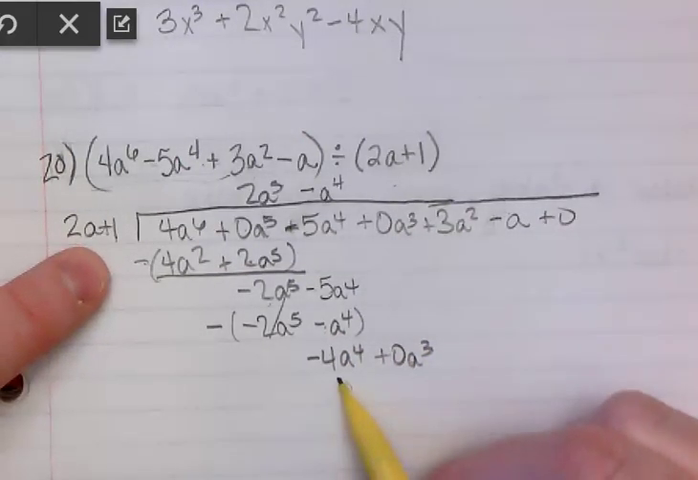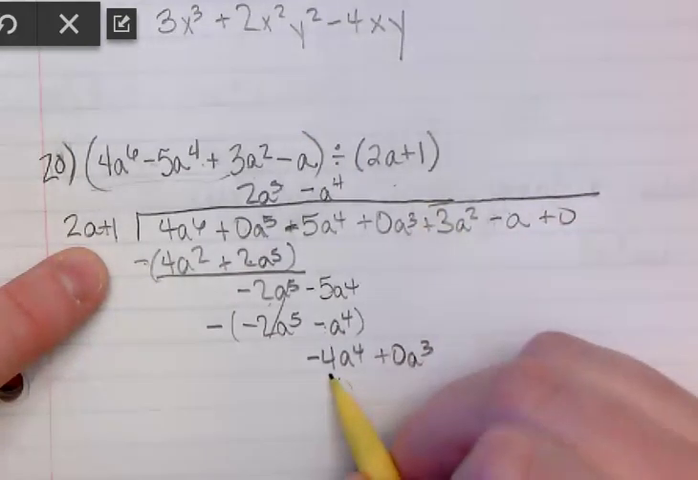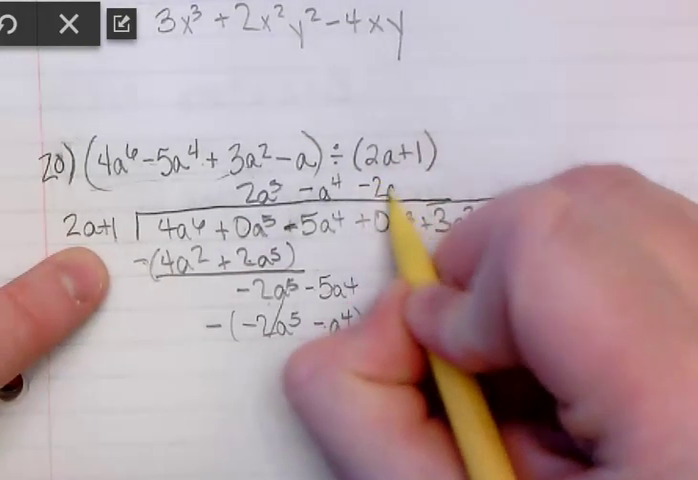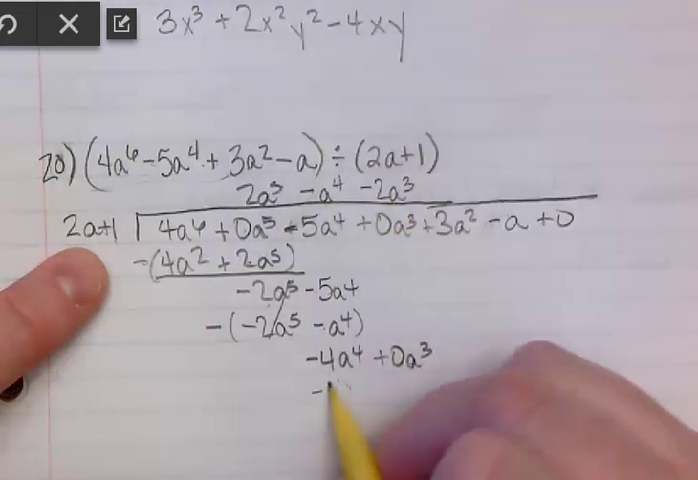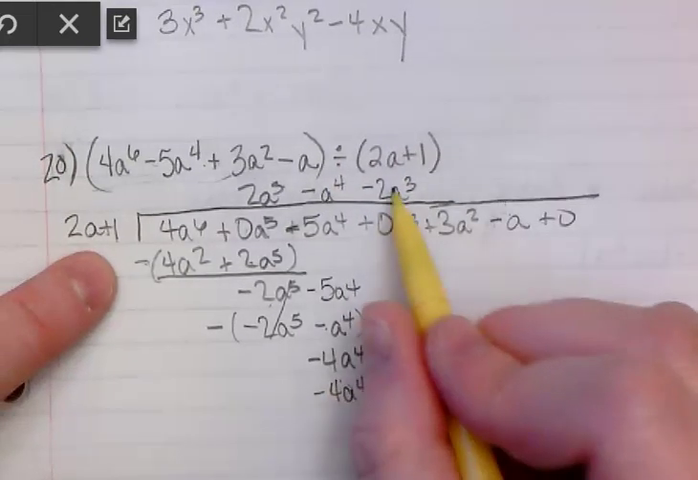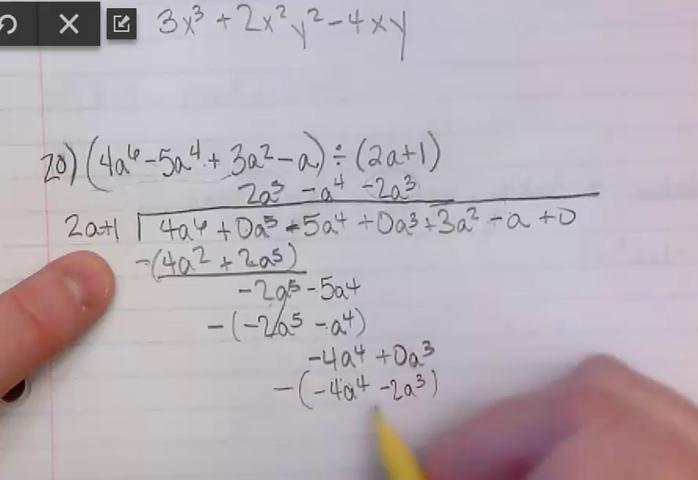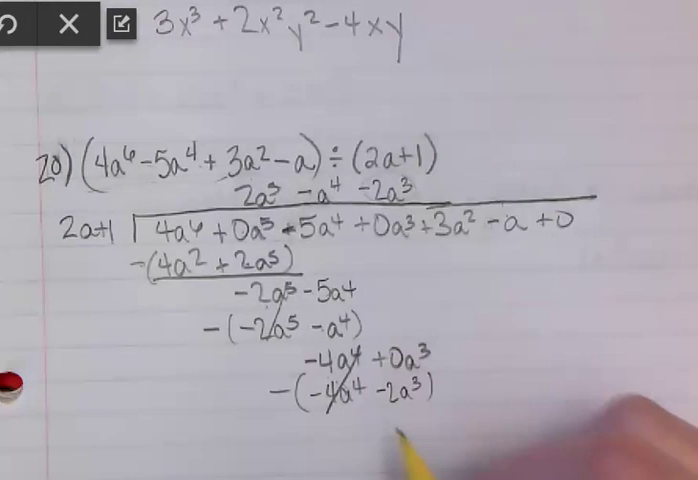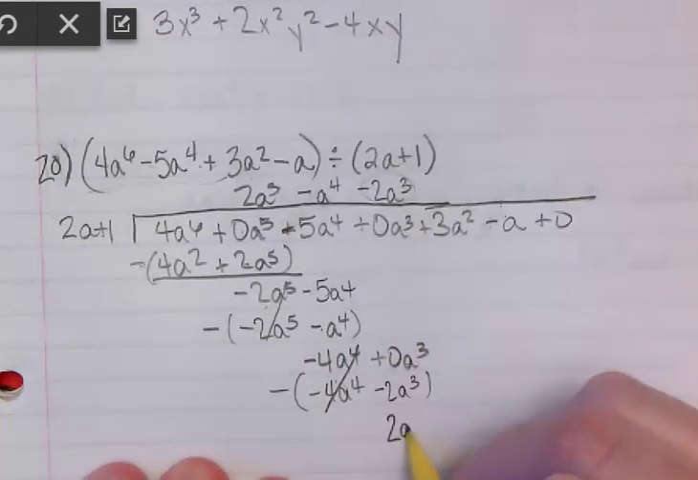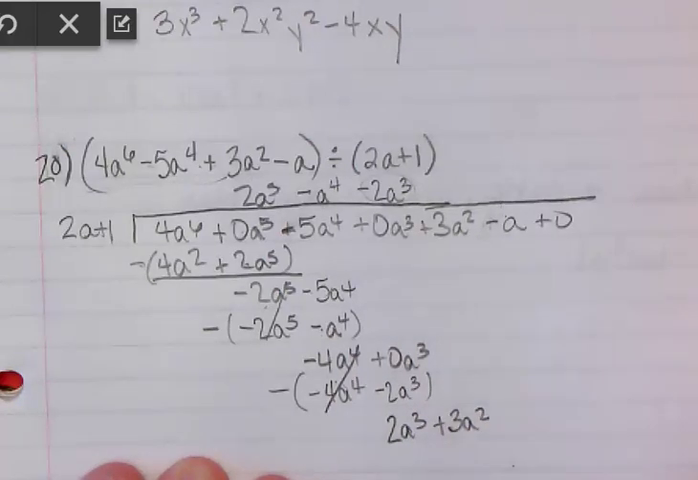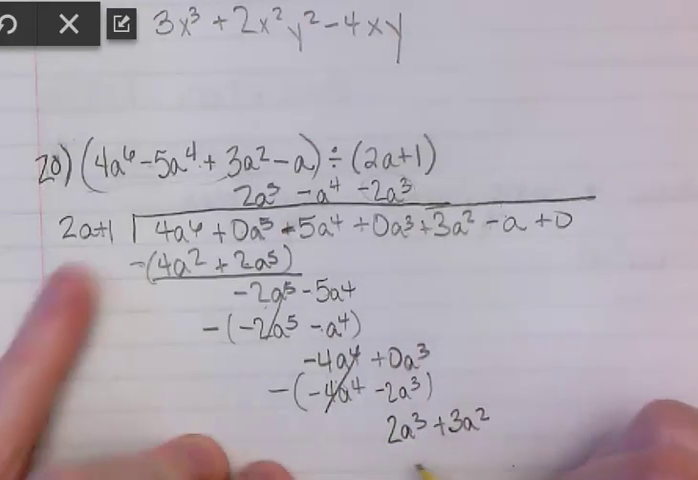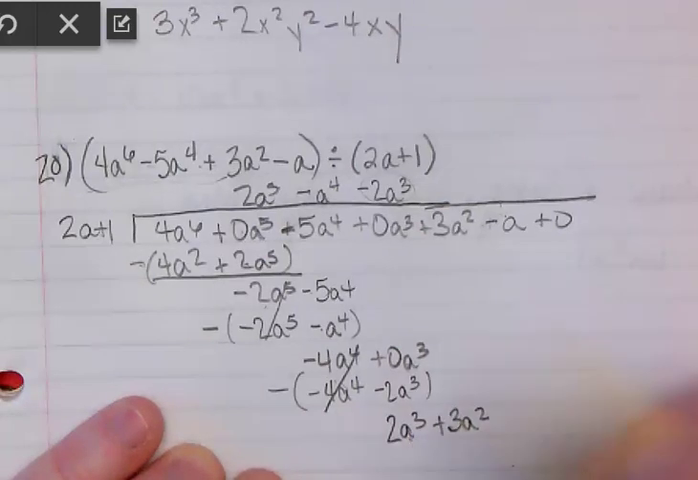2a times negative 2a cubed gets me negative 4a to the 4th. Multiply that back out. This times 1 is negative 2a cubed. Minus minus, cancel out. 0 minus a minus 2 is 2. So 2a cubed plus 3a squared. 2a times a squared gets you 2a cubed.